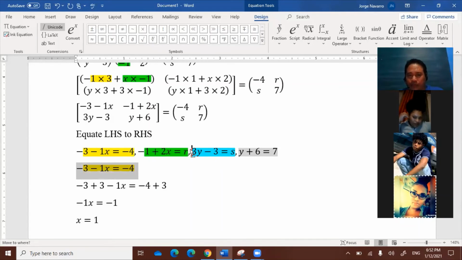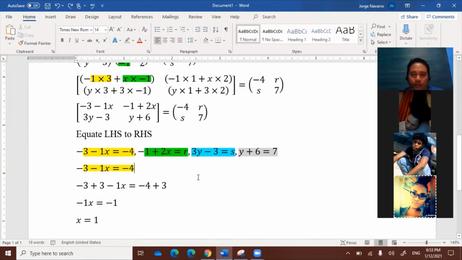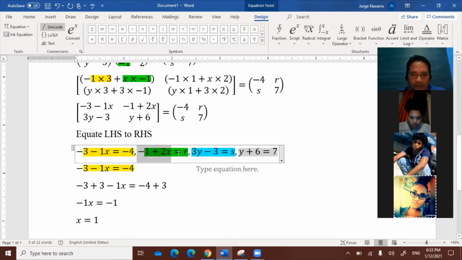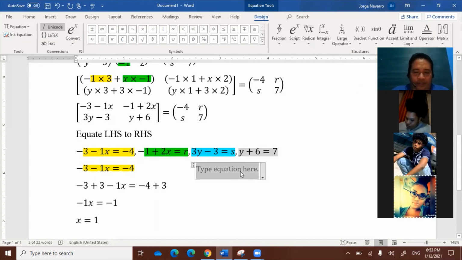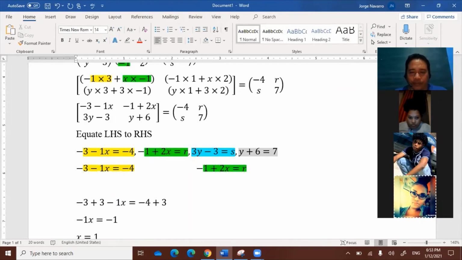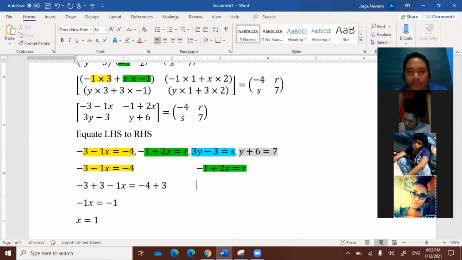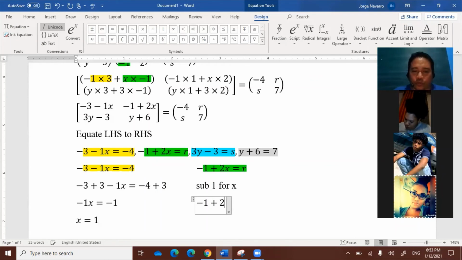Then we have to look at the second one here. Negative 1 plus 2x equals r. Okay. So looking at that second one, let me copy it here. Since I have that now, I have the value of x. The value of x is 1. So I will now substitute 1 for x, which means that when I do so, I will now have negative 1 plus 2 times 1 equals r.